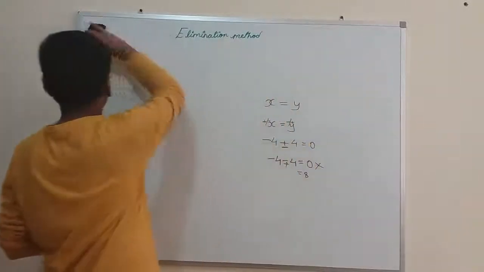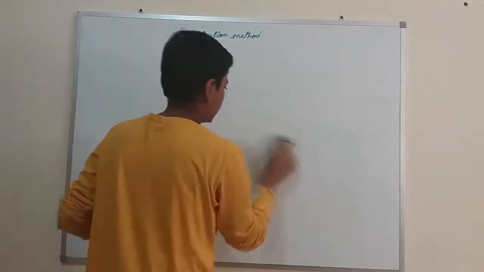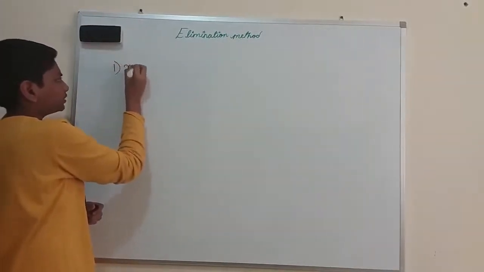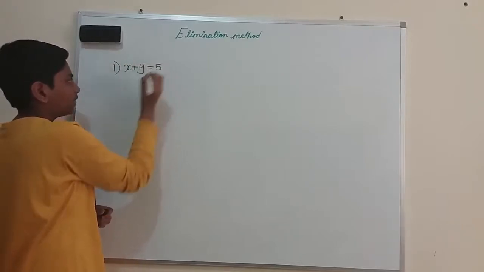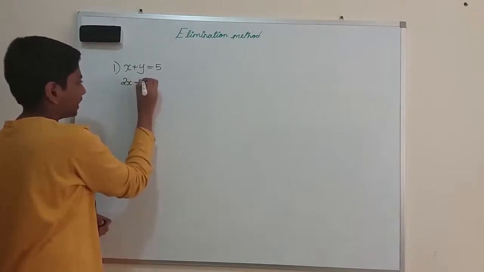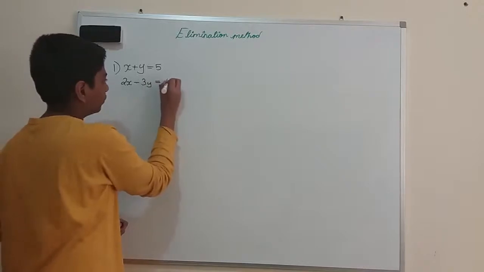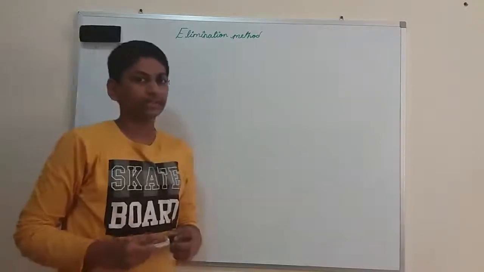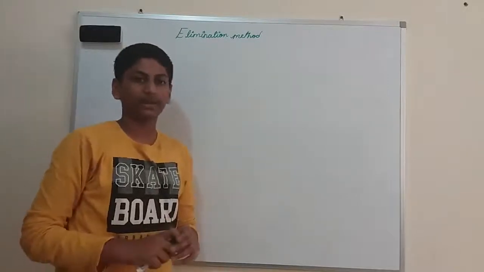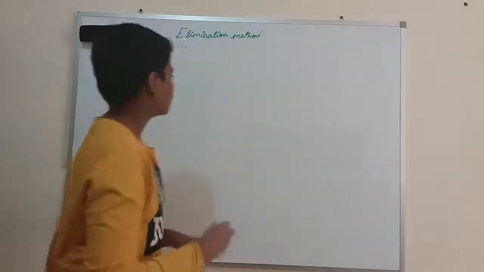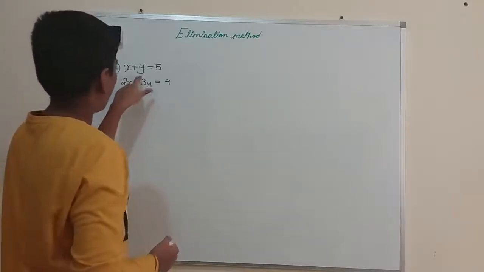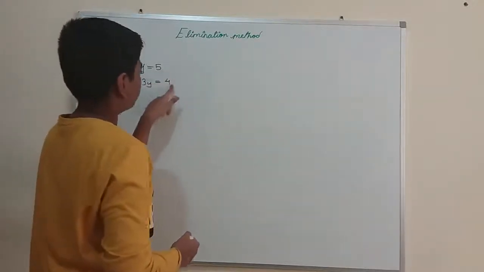So now let's solve a small equation under this topic, the elimination method. For example, I am taking x plus y equal to 5, and 2x minus 3y equal to 4. Now what were the two rules I taught you earlier? There should be something common, the two numbers should have the same value. So let's check what is common. Here it's 1x, but here it's 2x, so they are not common. y and 3y are not common. 5 and 4 are also not common.